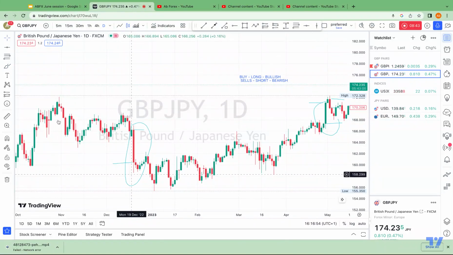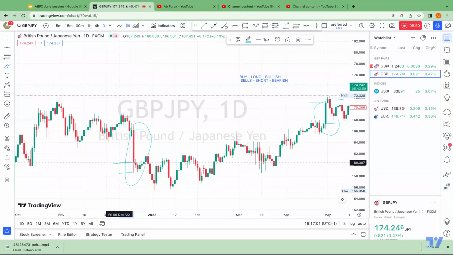Don't be confused and tell yourself the candle actually closed here. No, it didn't close here. This is where the candle closed, and this is the body. We call this the body of the candle. All of this is the body of the candle, and all of this here is the wick. These are the wicks of the candle. So that is it about the candlesticks.